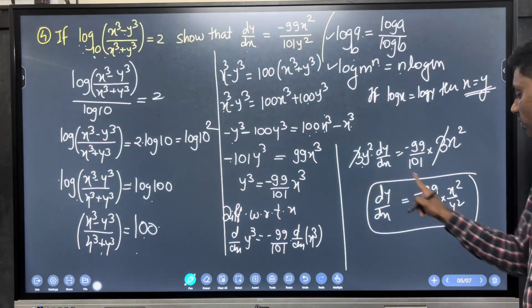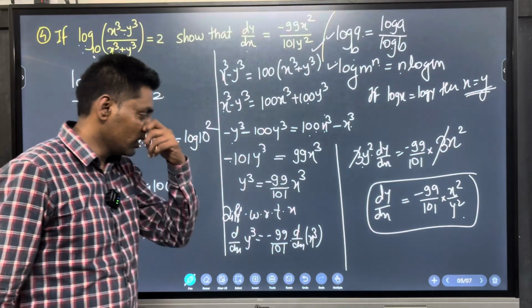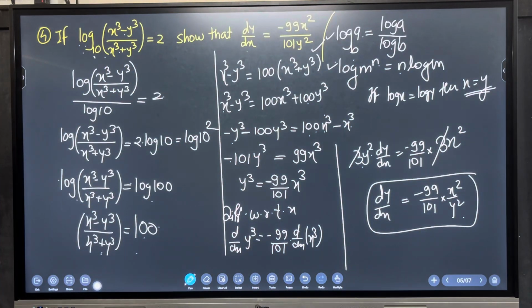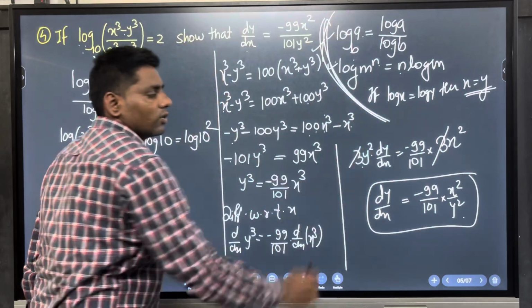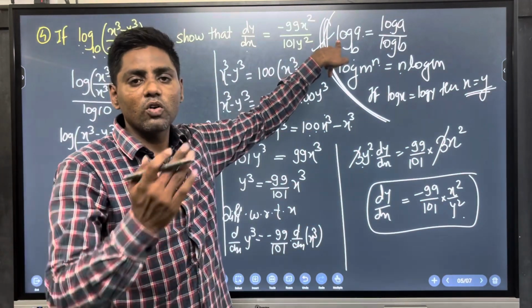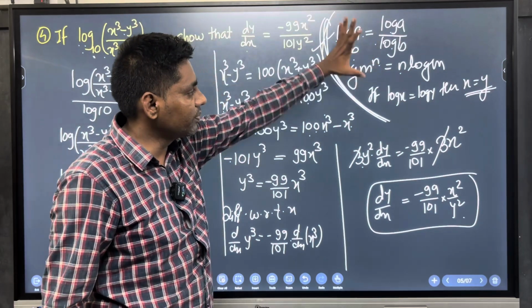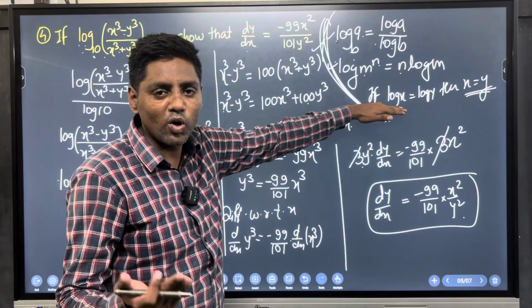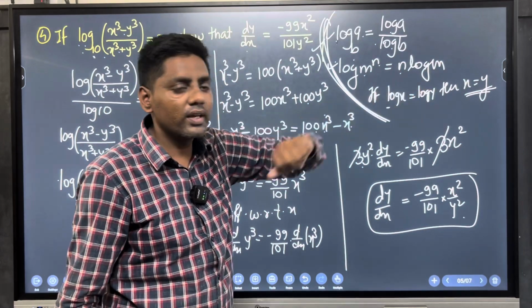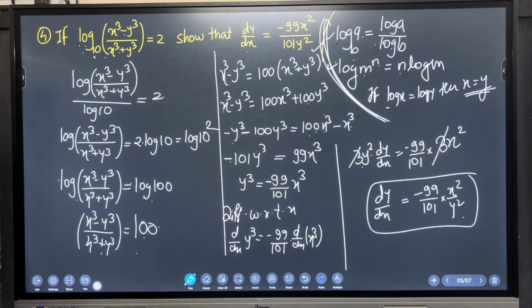So this y square goes to divide. So this is our final answer. In such a way we solved the question, very simple, very easy, by using the simple properties of logarithm. This is the first property, log of a to the base b is log a divided by log b. We can write the multiplier as a power, and then the important property: if log x equals log y, then x equals y. So log gets cancelled on both sides and we get the answer x equals y.